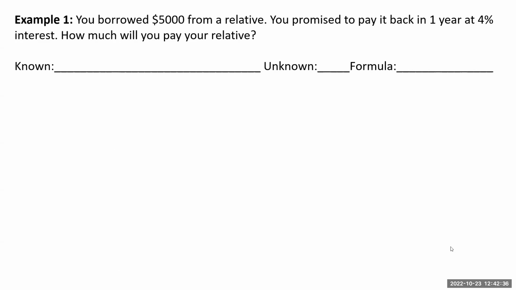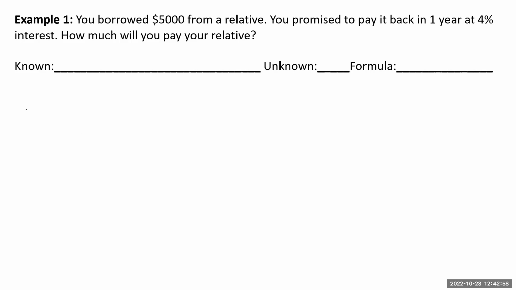All right, so here would be something that most of us maybe have done at one time, borrowing money from a relative or friend. So example 1. You borrowed $5,000 from a relative. You promised to pay it back in 1 year at 4% interest. How much will you pay your relative? All right, I like to always start out and identify what I know in the problem, what I'm looking for, and then identify my formula.